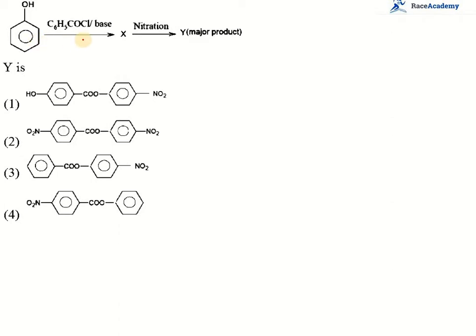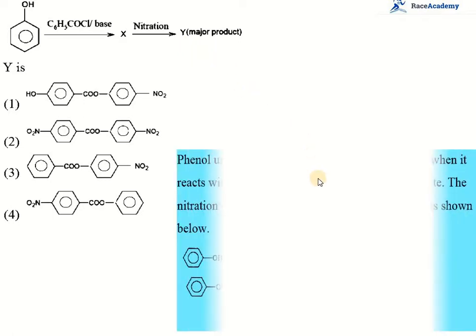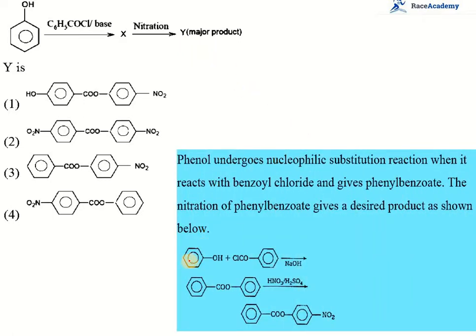Next question. Phenol treated with benzoyl chloride in the presence of base gives X, which upon nitration gives Y. So what is the major product Y? In this reaction, when phenol reacts with benzoyl chloride, HCl will be removed.